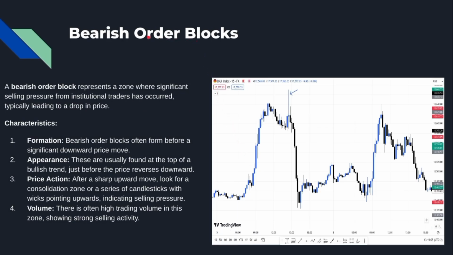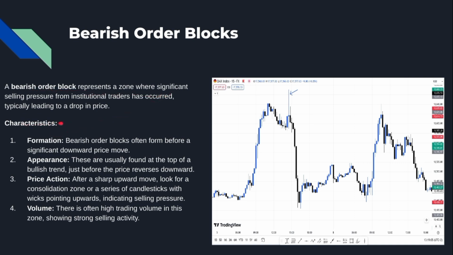So let's start off. We have two types of order blocks: a bearish order block and a bullish order block. In this one, we will be starting off with a bearish order block. Bearish basically means selling, moves to the downside. Bullish means to the upside, right? So let's continue. A bearish order block represents a zone where significant selling pressure from institutional traders has occurred, typically leading to a drop in price, right?